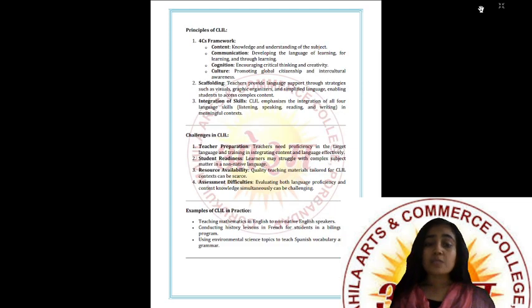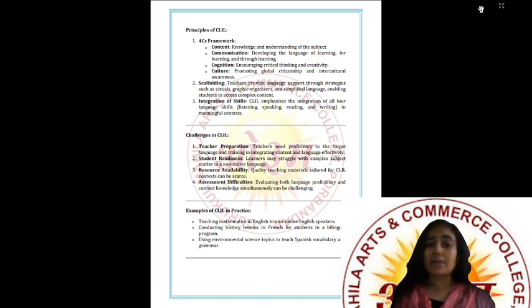Now the next thing is principles of CLIL. How many principles are there? So 4 C's are there. The framework is all about 4 C's. So these 4 C's are content, communication, cognition, and culture. So very easy. You can write down in your notebooks right now, and you will learn by heart.